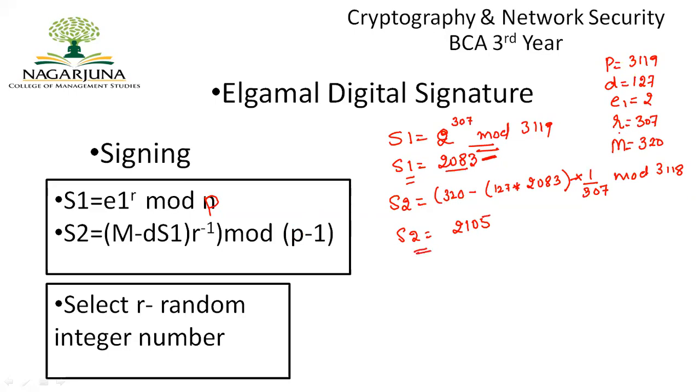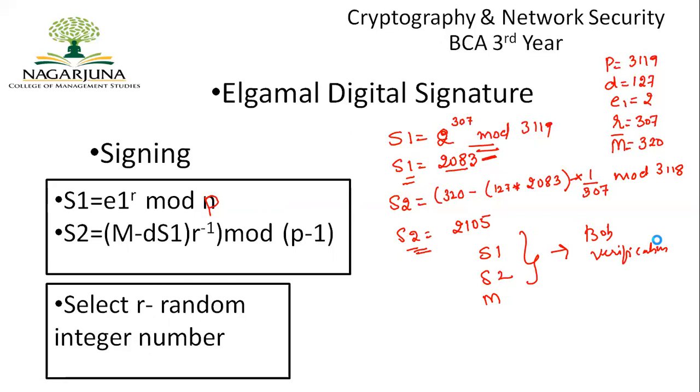So remember, R is a randomly generated integer and it is always kept secret. So now, from the Alice part, I have created the digital signature. One is S1, the other one is S2, whose values are 2083 and 2105. Now this S1, S2 and the message 320, these three parts will be sent to Bob for verification. So we'll see what is going to happen at the verification part.